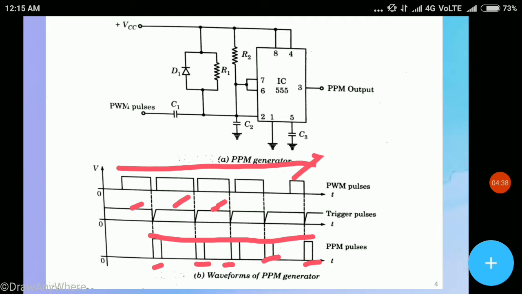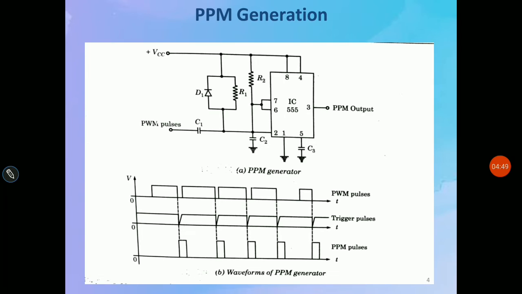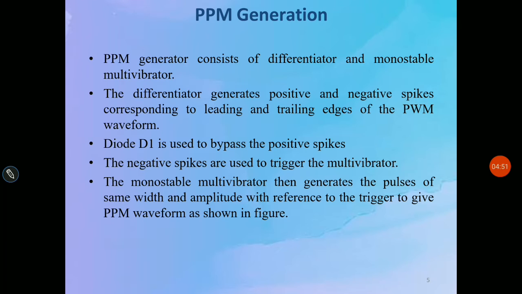That is, you have to take the trigger either at the leading edge of the PWM signal or the trailing edge of the PWM signal. Now, this is the generation technique of PPM, which I discussed while showing the block diagram.